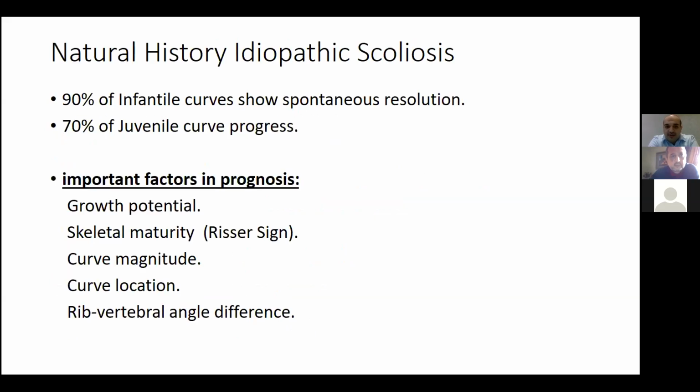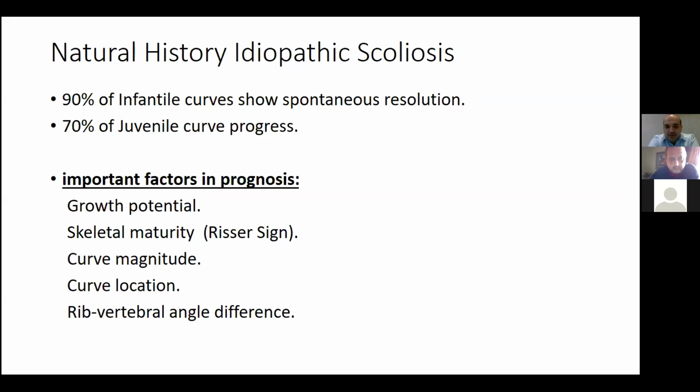Adult deformity is above 18 years old. What is the natural history of idiopathic scoliosis? 90% of infantile curves show spontaneous resolution. 70% of juvenile curves progress. What are the important prognostic factors to tell your patient that they will have a high likelihood of progression? Growth potential. If we still have a kid with growth potential, this is a bad sign. Skeletal immaturity, we look at the Risser sign, is also a bad sign.